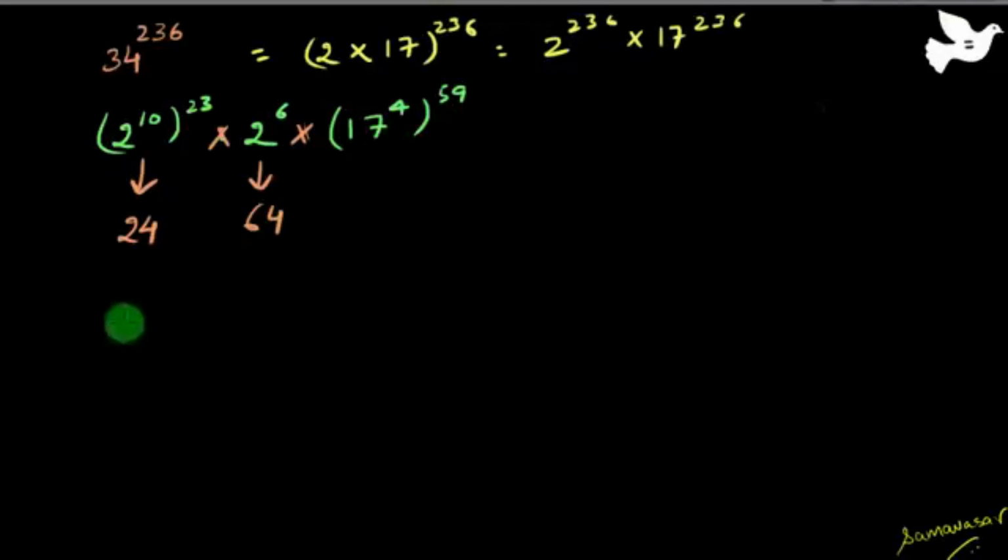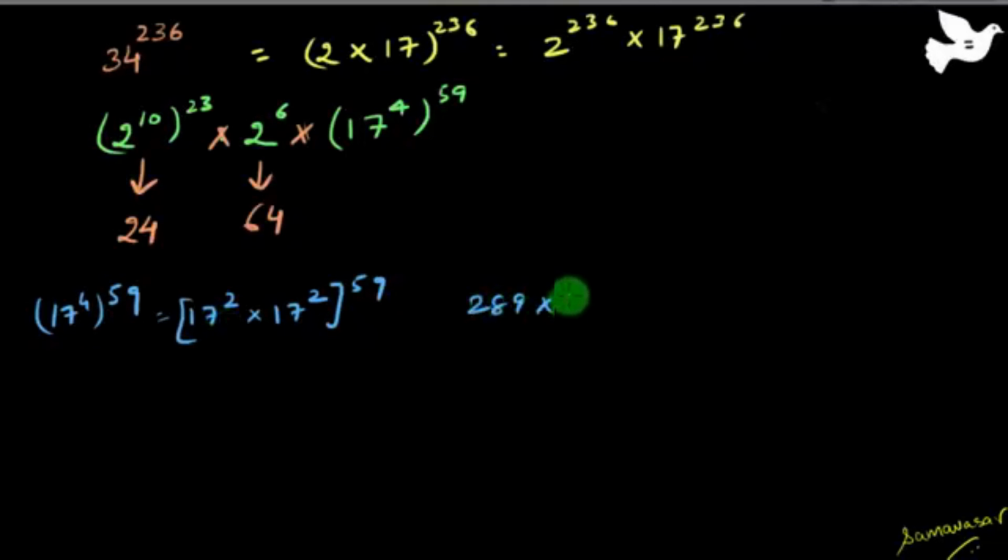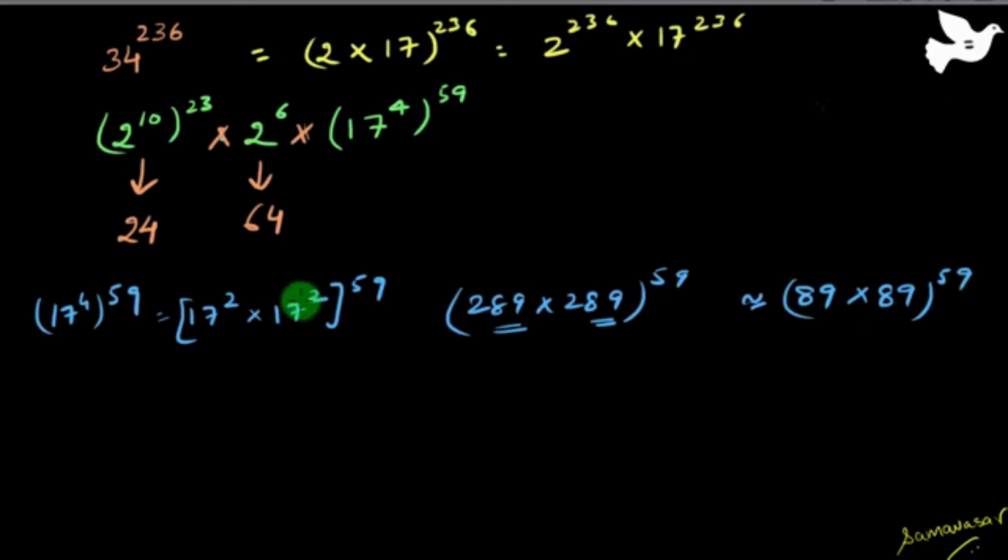Now this is the only thing that I have left. So let me just take this here and find it out, and I'll plug this in there. So I have 17 raised to power 4 raised to power 59. So this is 17 square into 17 square raised to power 59. So 17 square is basically 289. So this is 289 into 289 raised to power 59. Now I need to just take these last two digits. So I don't care about this 2 number. So this is equal to 89 into 89 raised to power 59. So the last two digits of this whole thing will be the last two digits of this thing.